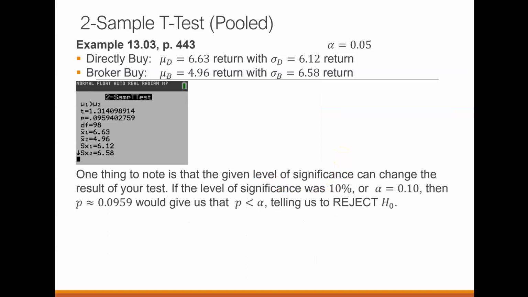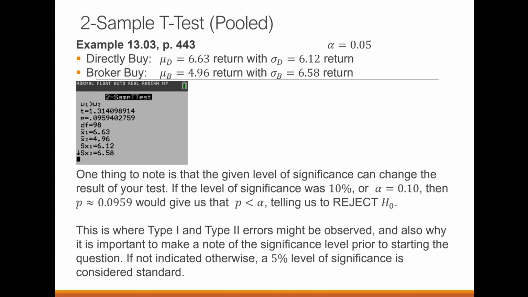Note that the level of significance makes a big difference here. If we had been at a 10% level of significance rather than a 5%, you'd have seen that P is less than alpha, and we would reject the null hypothesis and say that direct is actually better than brokering, or brokering is worse than buying directly, depending on which analysis we are talking about, the first one or the second one. Is everybody okay with that?